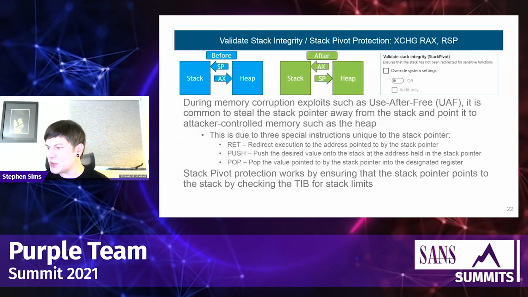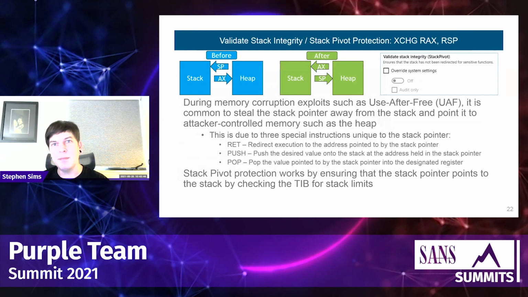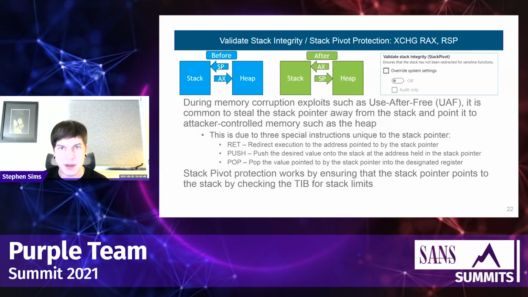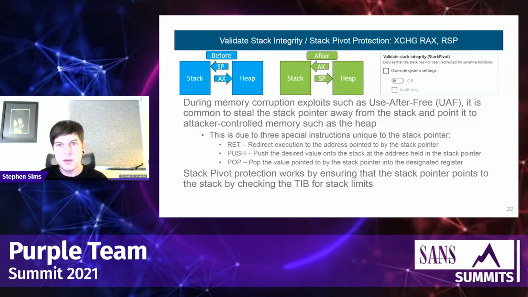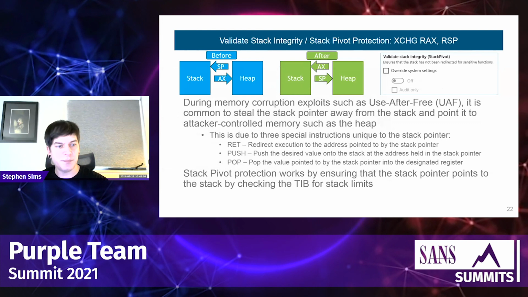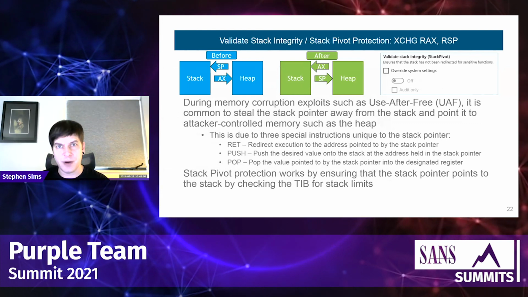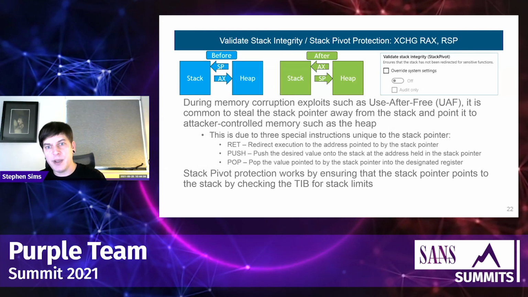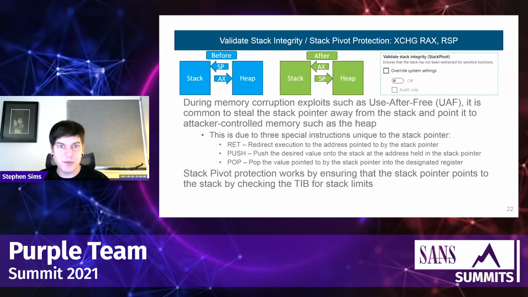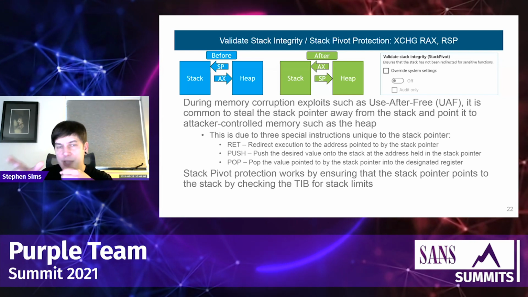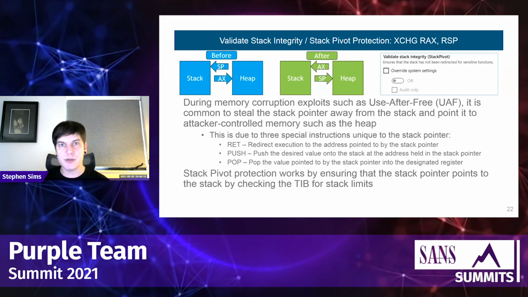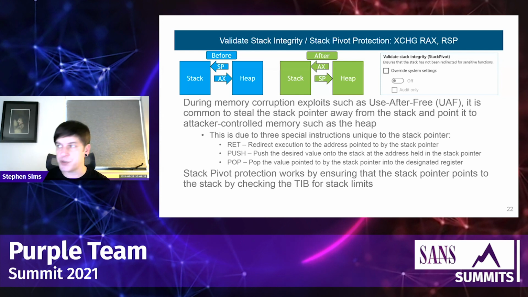Validate stack integrity. This is one of the first mitigations Microsoft implemented that targeted return-oriented programming. There's a technique that we love to use called stack pivoting. The reason we like stack pivoting is because the stack pointer itself, RSP or ESP, has 3 associated very powerful instructions: push, pop, and ret. They're powerful because the ret instruction says whatever the stack pointer is pointing to, redirect execution flow to that address. So the program counter or instruction pointer is going to go to that address.